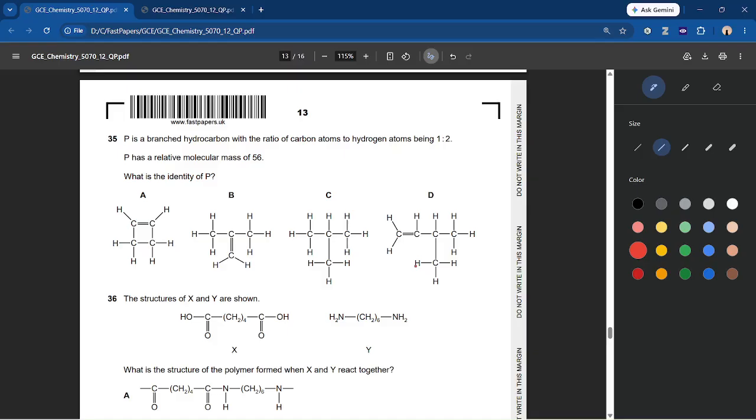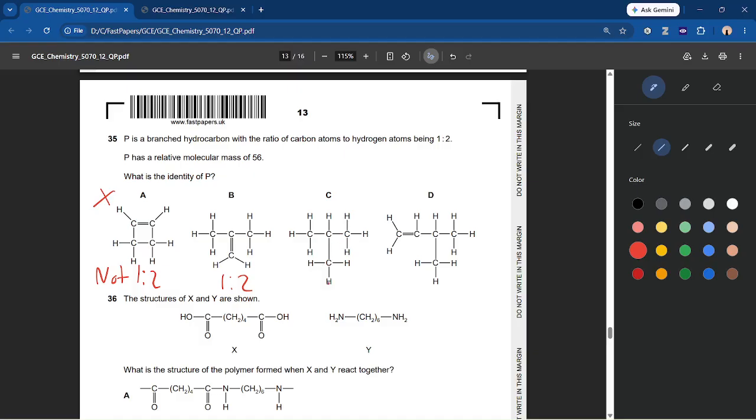35. P is a branched hydrocarbon with a ratio of carbon atoms to hydrogen atoms being 1:2. P has a relative molecular mass of 56. So we're going to have to count the number of... first, we're going to have to find out the ratio of carbon atoms to hydrogen atoms being 1:2. So 1, 2, 3, 4, 1, 2, 3, 4, 5, 6. So not 1:2, so we can cut off A. Over here, 1, 2, 3, 4, 1, 2, 3, 1, 2, 3, 1, 2. So this is 1:2. So we can keep that into consideration.